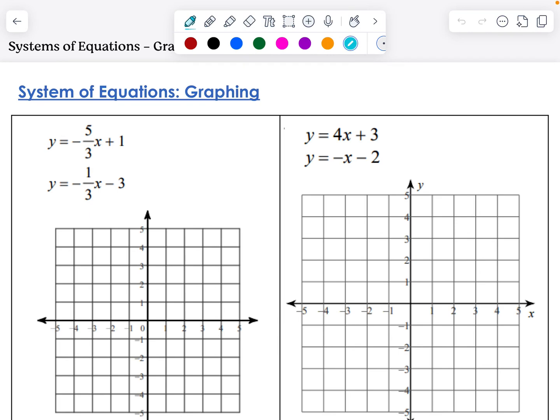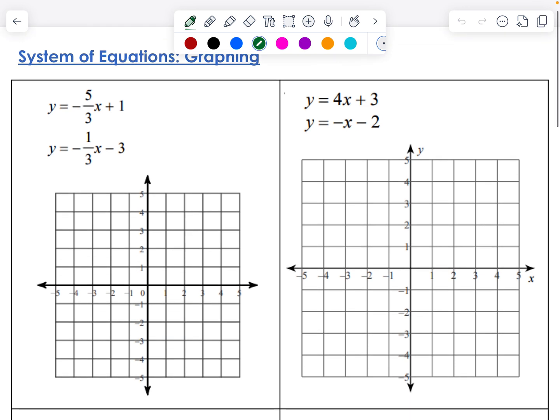Systems of equations can be solved in three different ways. One of the ways is using graphing. We need to make sure we understand how to do that, especially when they give you a graph and ask you to solve it using the graph. So what we're going to do is plot both of these equations on one grid at the same time and see where they intersect, if at all, and then determine what our answer is going to be.